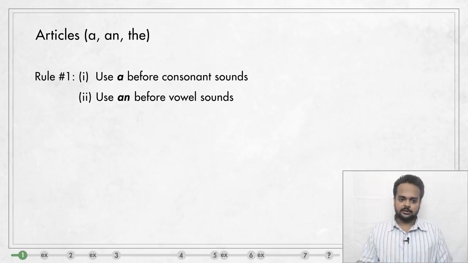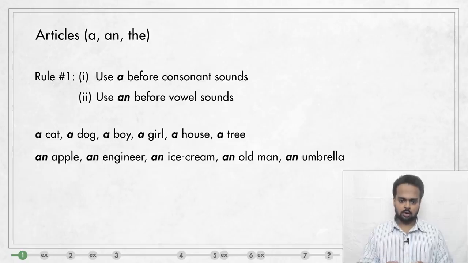So rule number 1 is use a before a consonant sound and an before a vowel sound. In all of these words, you see that they start with a consonant sound. Cat starts with k, dog starts with d, boy with b, girl with g, house with h, and tree with t. So we say a cat, a dog, a boy, a girl, a house, a tree, etc. Notice that in natural speech, we don't say a, we say uh, like uh cat.